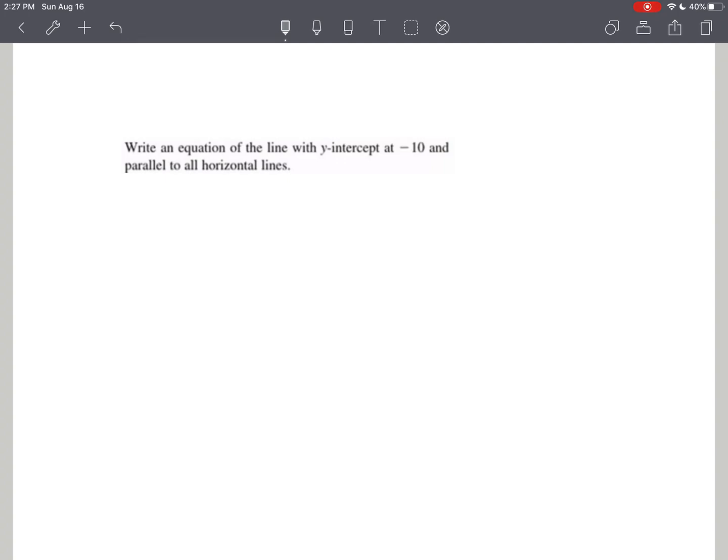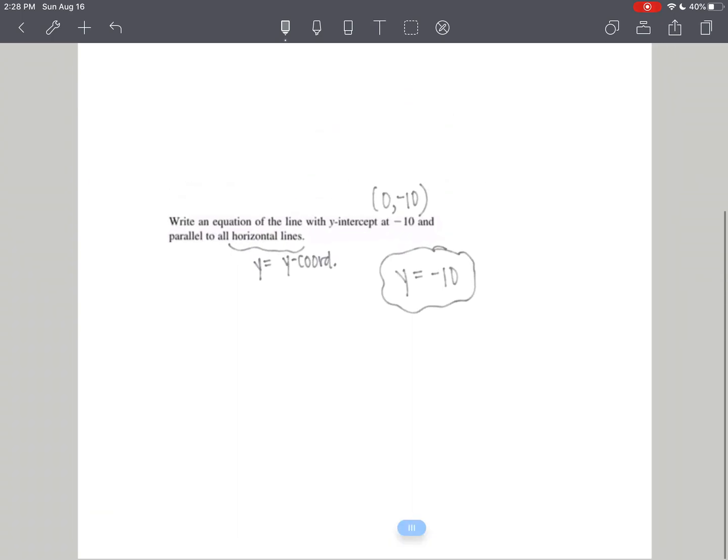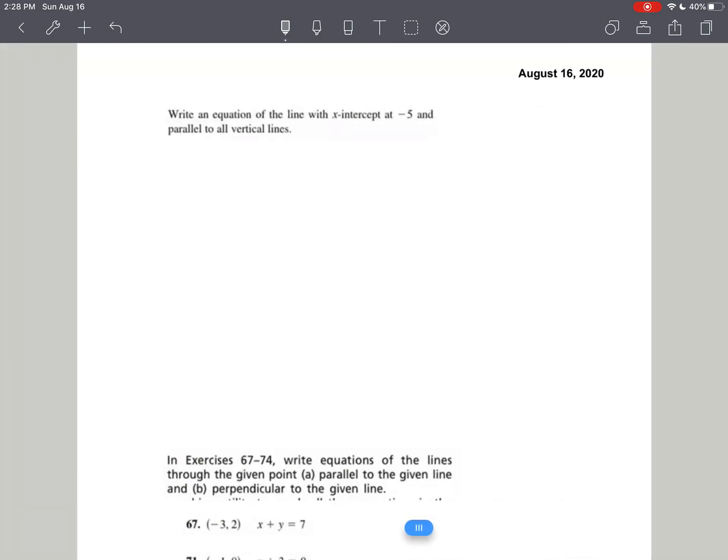Write an equation of the line with a y-intercept at negative 10 and parallel to all horizontal lines. Horizontal lines, y equals the y coordinate. The y-intercept at negative 10 means my ordered pair is 0, negative 10. So the equation of the line would be y equals negative 10. Hopefully you're feeling good because you got that too.